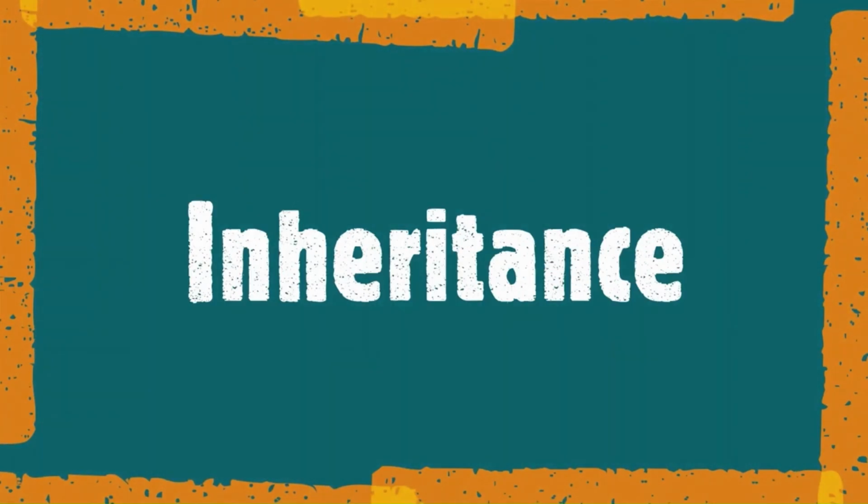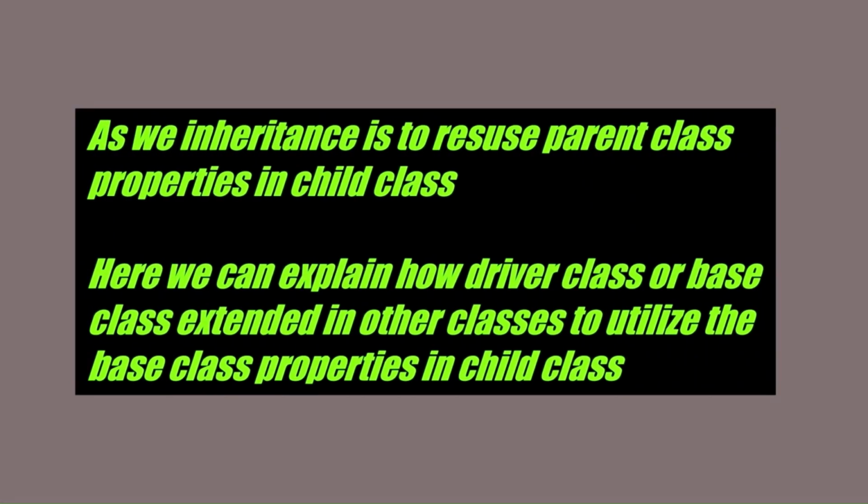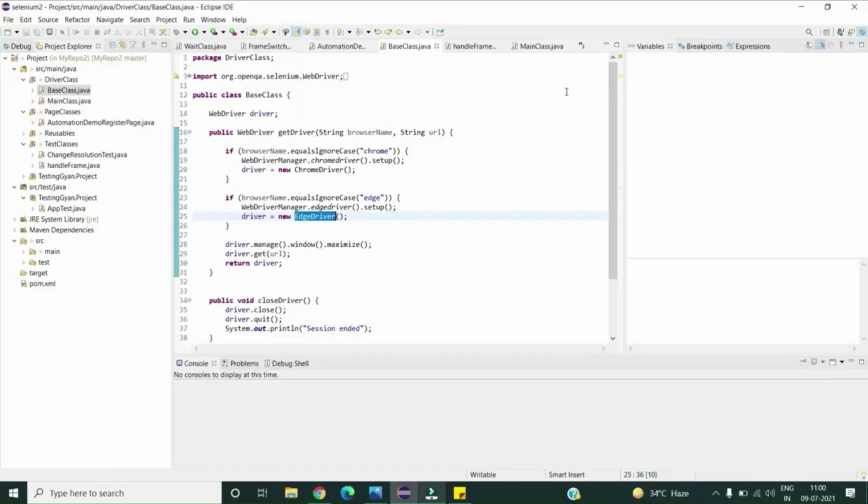Now the last OOPS concept to discuss is inheritance. As you know, inheritance simply means reusing the parent class properties in your child classes. For this you can explain that I have one base class which I have extended in all of my page classes or test classes so that I can reuse its properties in whatever class I want to use. So this is how you can explain the inheritance usage in your automation framework. Now let us see it with the example.